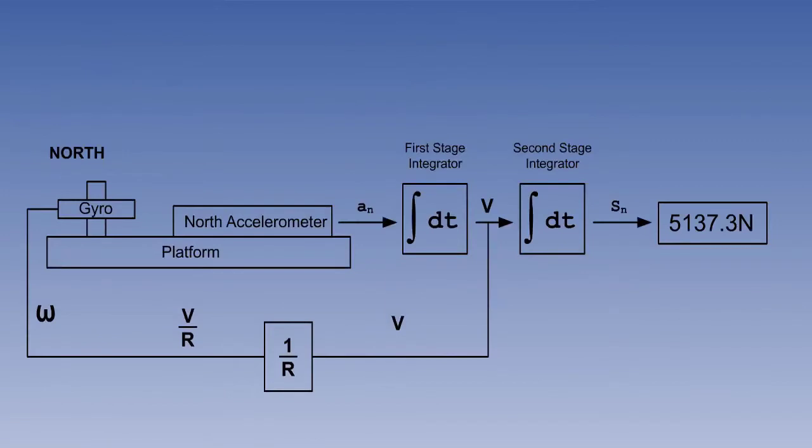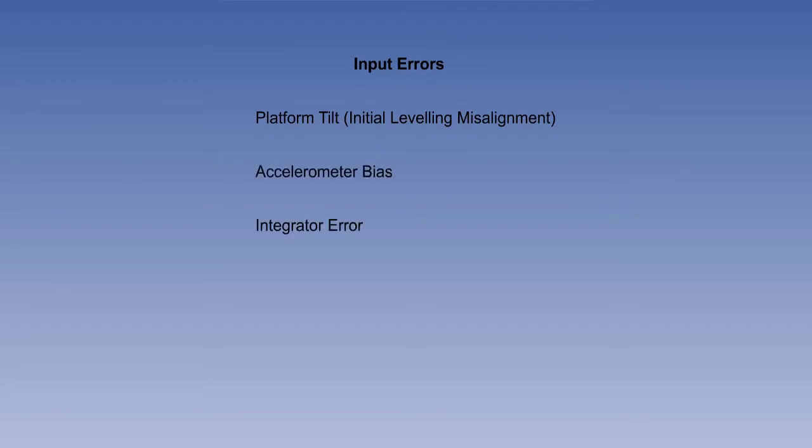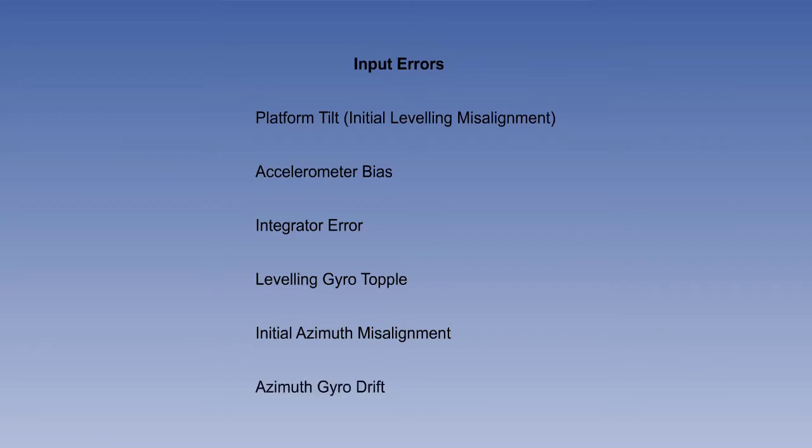So, where are the possible sources of error? There are 6. We'll explain them in more detail in a moment, but first we'll list them. These errors are platform tilt, accelerometer bias, integrator error, leveling gyro topple, initial azimuth misalignment, and azimuth gyro drift.